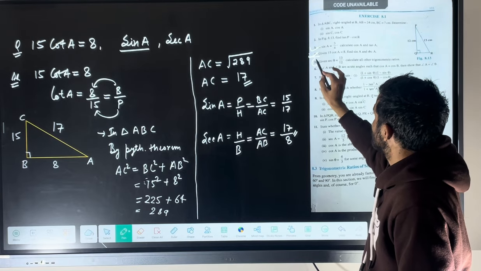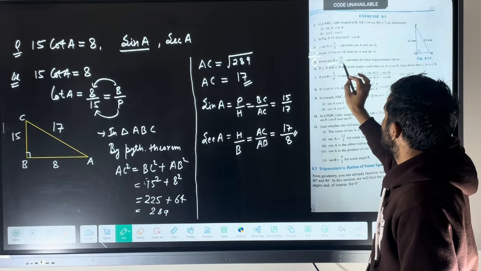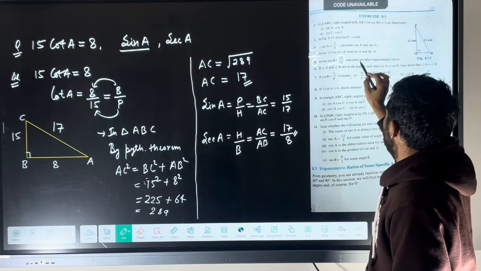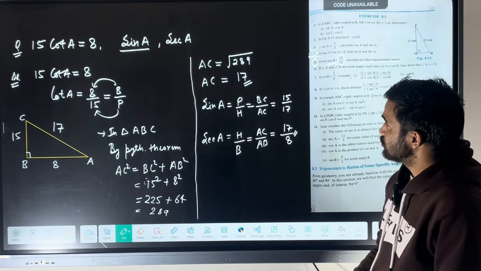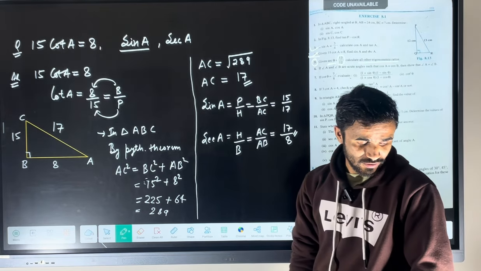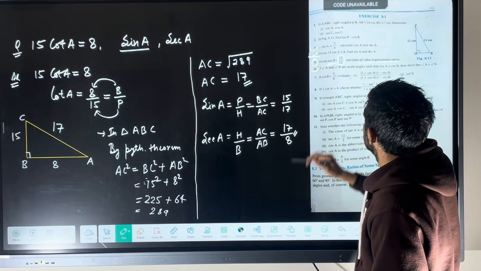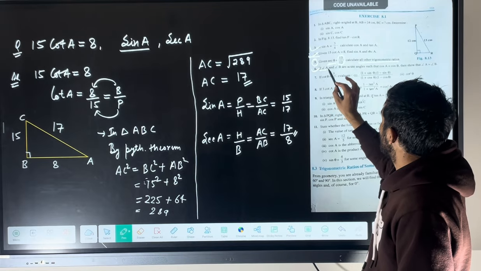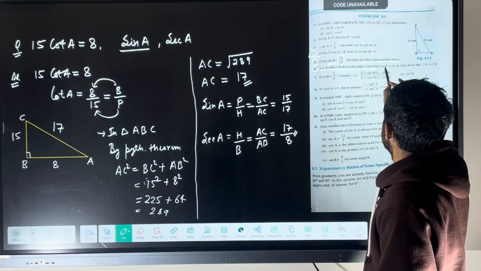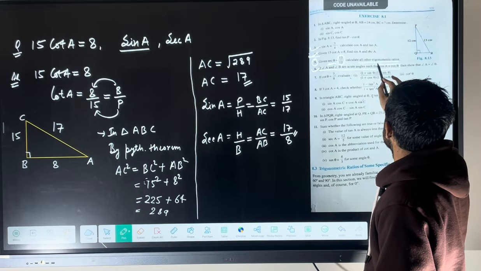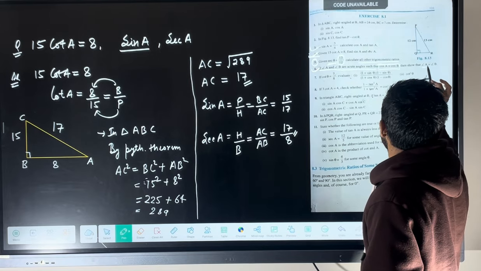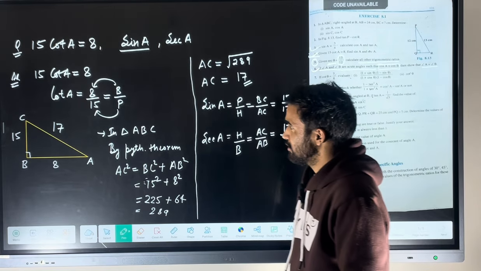Now if you see question number 5: sec theta is equal to 13 upon 12, and you have to find all trigonometrical ratios. You can do that question by yourself. Now come to the next question, the sixth question. If angles A and B are acute angles such that cos A is equal to cos B, then show that angle A is equal to angle B.